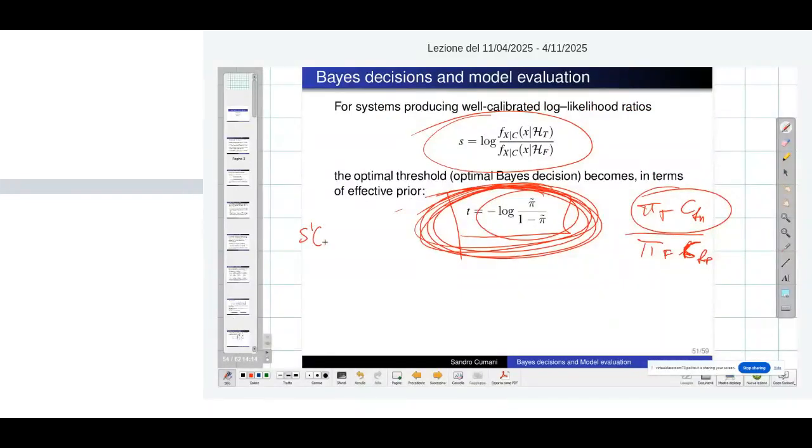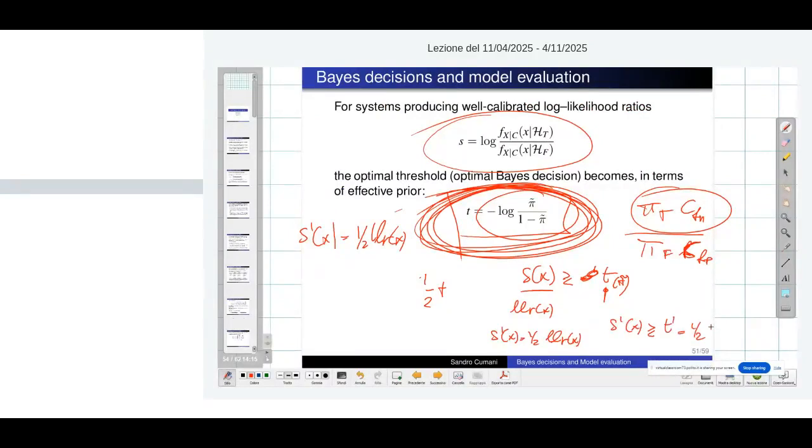For example, imagine that I have a system whose score is just 1/2 the log likelihood ratio. For this score, I would need to use 1/2 of the original threshold for comparison. Otherwise, if I use the original threshold, I'm not getting the correct answer anymore. Remember, this is my threshold, a function of the prior, and this is the log likelihood ratio. If, rather than the log likelihood ratio, I have a system whose score s' is 1/2 the log likelihood ratio, then the optimal threshold t' would be 1/2 the original t. If I use the original t with s', then I'm not doing the correct thing anymore because I'm using a threshold that is twice the one that I should use. So I'm not optimizing for the correct application anymore.